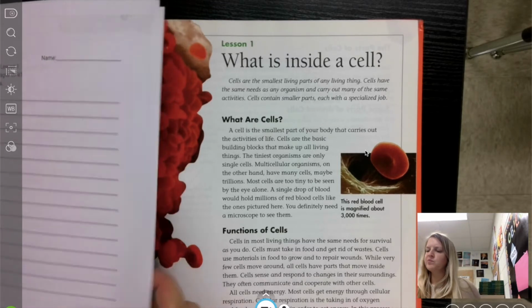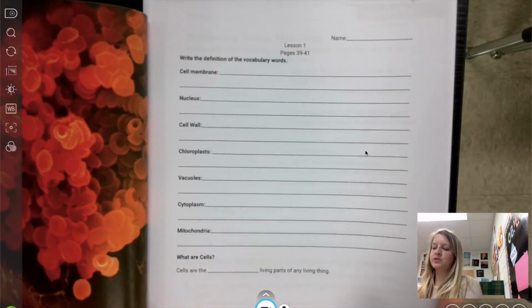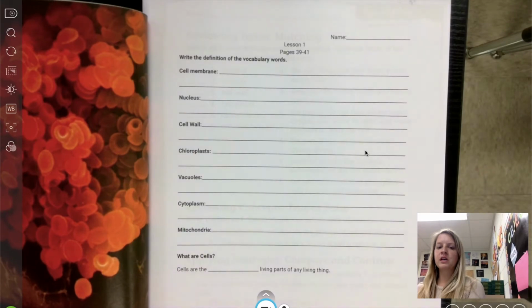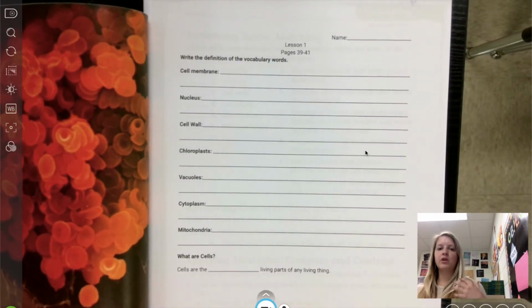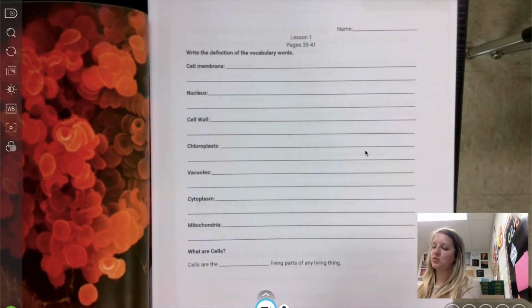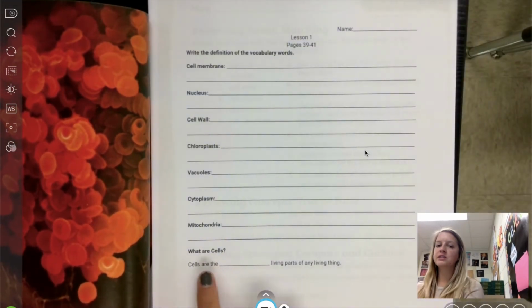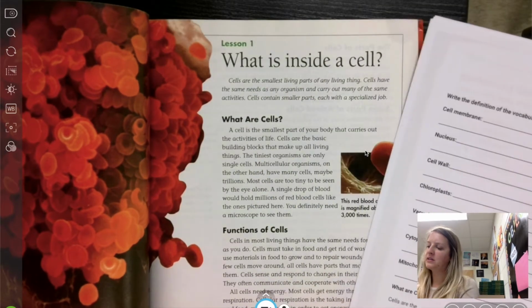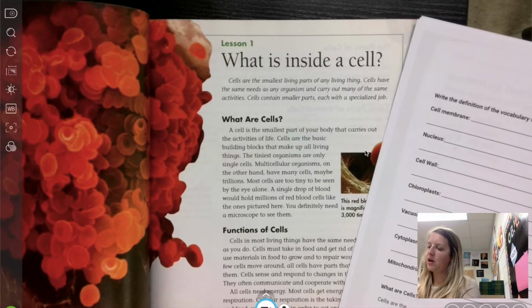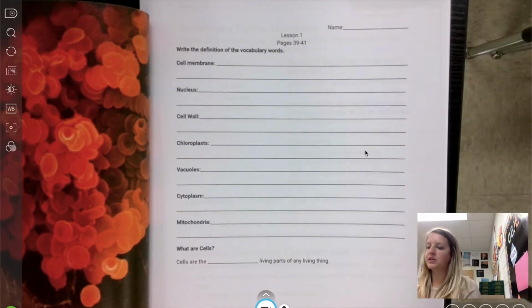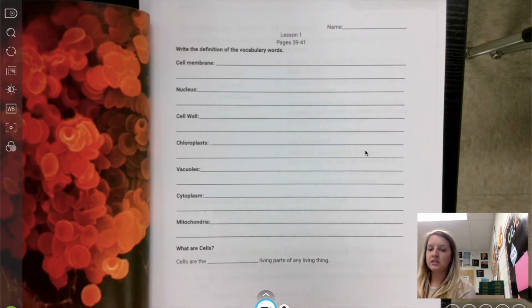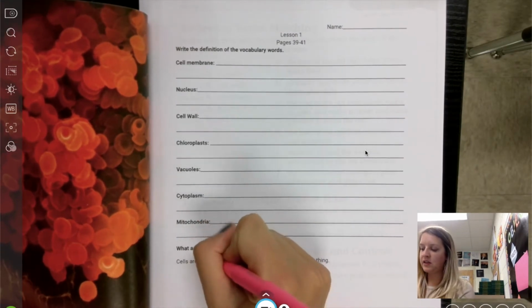And as I'm looking at my notes for today, I know that it's just writing the definition of vocabulary words and then this question below. So as we get to them, we will read through. I do see this question says, what are cells? Cells are the blank living parts of anything. So there's a couple things that you could put in there. So I could write in, cells are the smallest living thing.